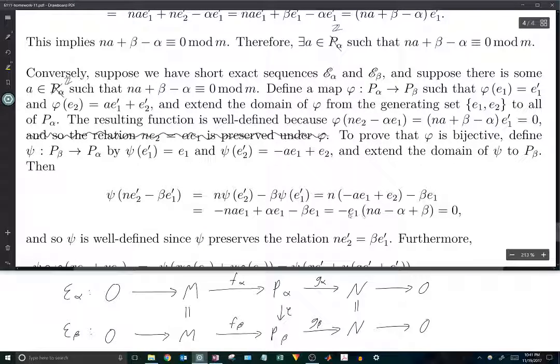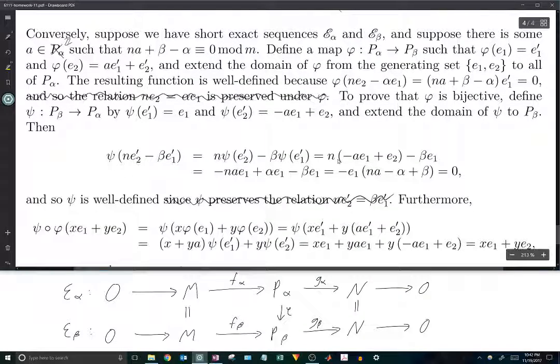And importantly, you get this minus e1 times this thing, and so it's going to be minus some multiple of n times e1, so it's going to be minus something times 0, which is 0. So anyway, psi is well defined. I'm going to erase that again since I don't think it's well phrased.